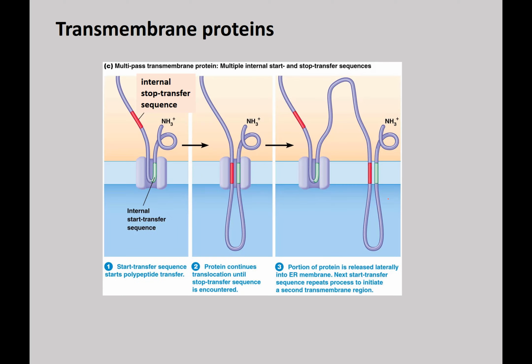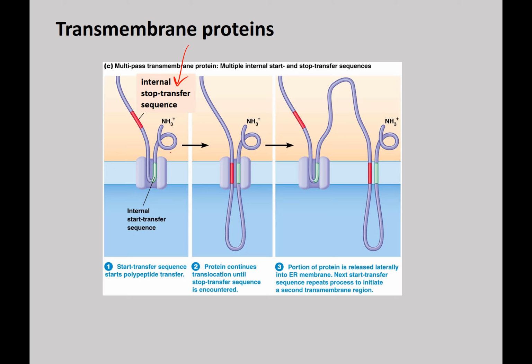We've talked about, and you've been drawing, proteins that have multiple transmembrane regions. So that works by having a combination of start and stop transfer sequences. And this is incorrect in your book. It says it's an internal start transfer. This really should be an internal stop transfer sequence. Okay, so this is giving you an example.